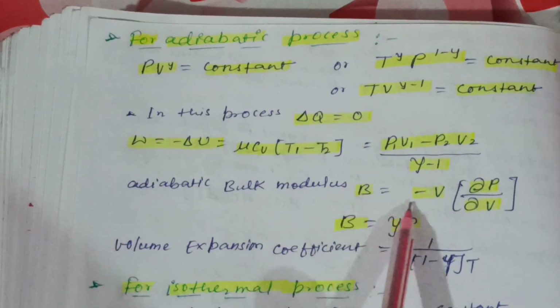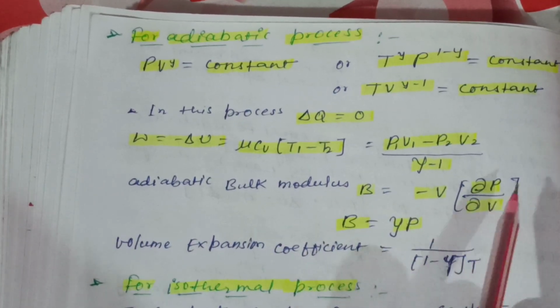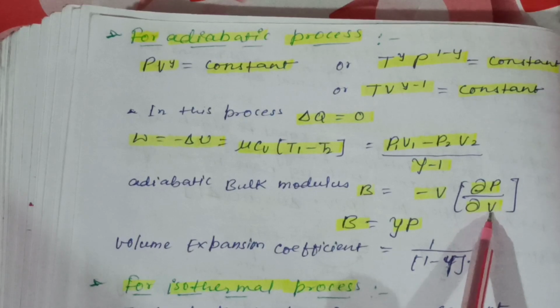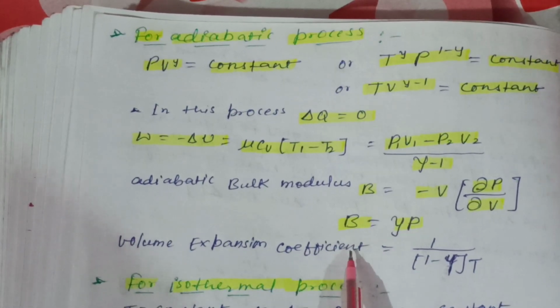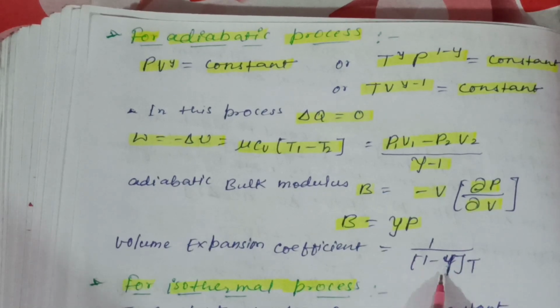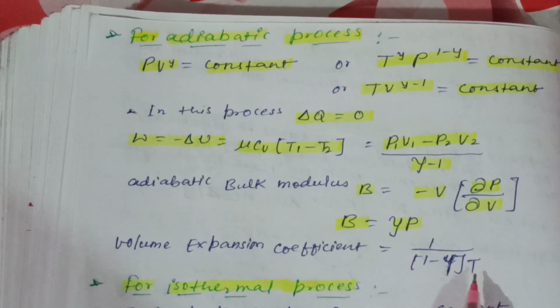Adiabatic bulk modulus B is equal to minus V (ΔP upon ΔV). B is equal to γP. Volume expansion coefficient is 1 upon (1 minus γ) into T.